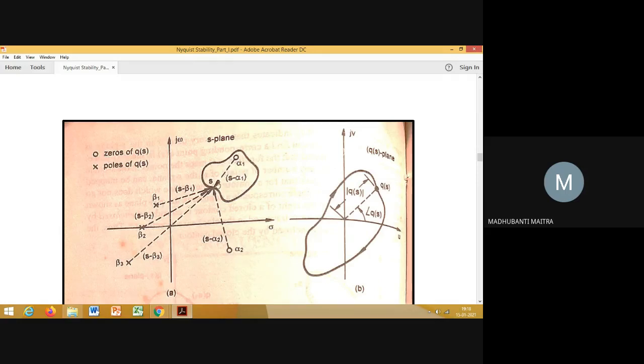Hence, as we start traversing along this contour from this point and complete the traversal and come again to this point, the phase angle contribution of this phasor will change by 360 degrees. Clear? Now, as we are traversing the contour in the clockwise direction, the net change in phase angle of this phasor will be equal to minus 2 pi.